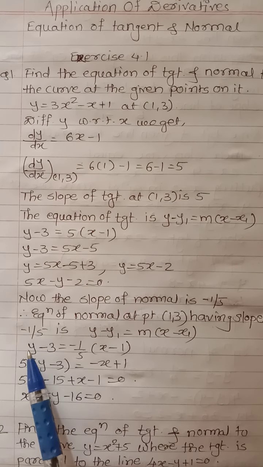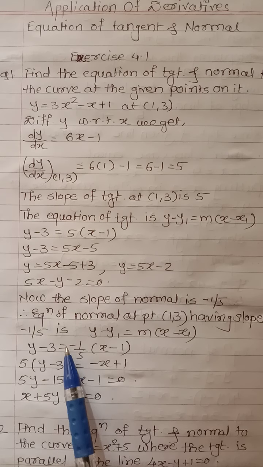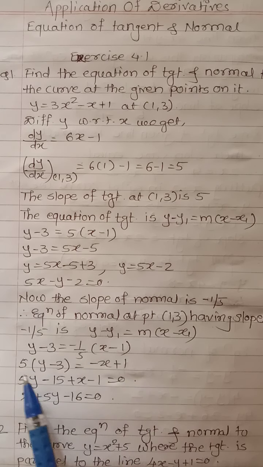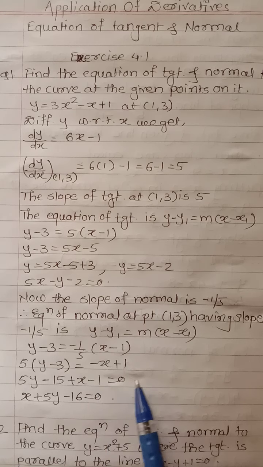Bring this 5 to this side, then it is multiplied. 5 into y minus 3 is equal to, do the multiplication with minus 1. So minus x, minus minus becomes plus 1. Then do the multiplication, 5y minus 15. Bring this x and 1 to this side, plus x minus 1 equals 0.